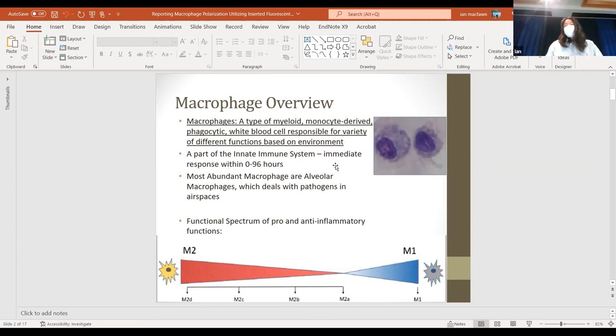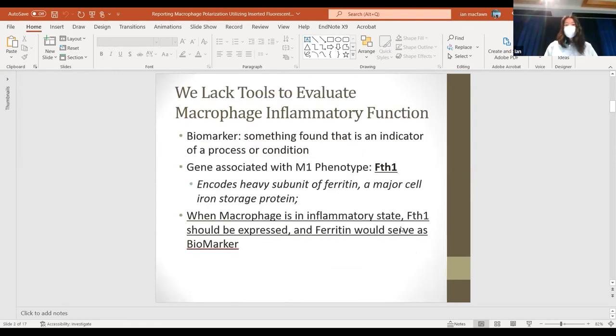But hearkening back to the point of different functions based on their environment, there are many types of macrophages. These are just the macrophages we focused on, but they can be classified on a functional spectrum. This goes from M1 over there, which is pro-inflammatory, to M2 on the other side, which is anti-inflammatory and associated with tissue repair. Although we know that this functional spectrum exists, we don't really have the tools to quantify or track this.